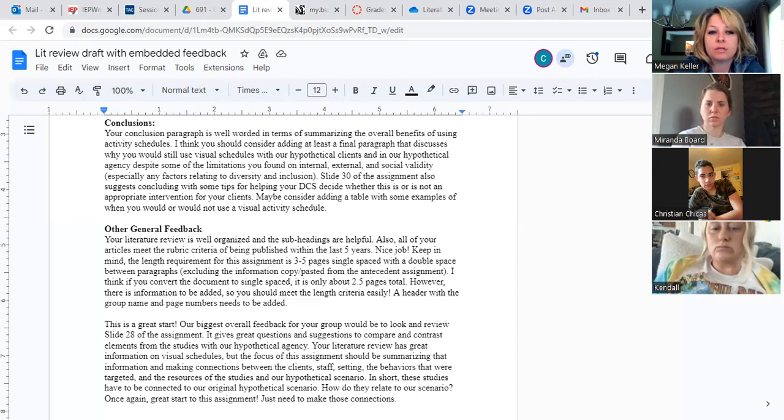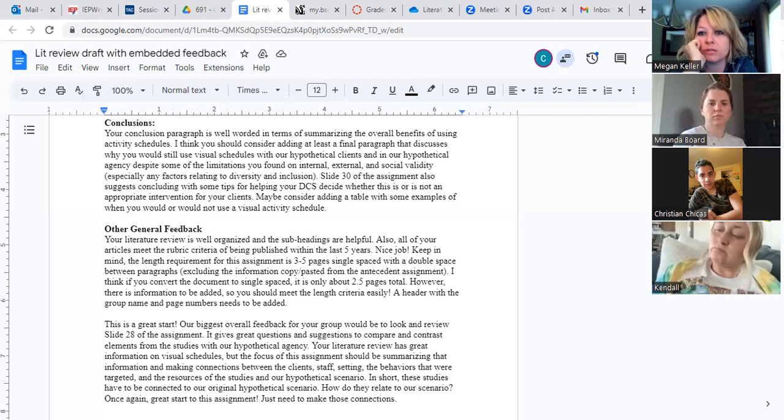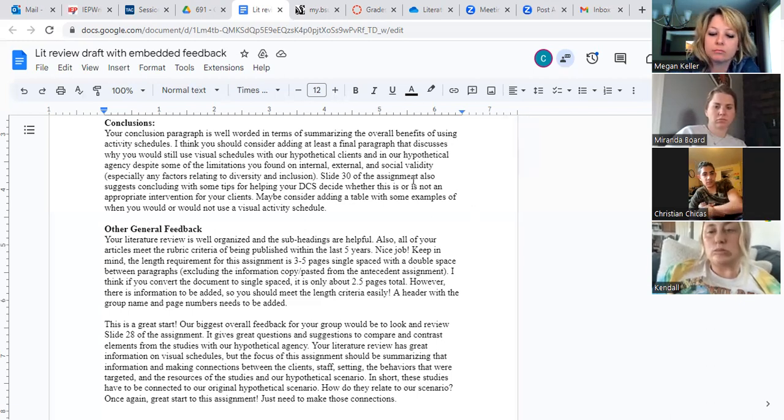Again, slide 30 of the assignment does suggest concluding with some tips for helping our DCS and really considering our paraprofessionals and their experiences and what they might need to help them, because they probably will need a good deal of help. And also maybe consider adding a table with examples of when it would be appropriate to use the visual schedules and when we would want to not use them. But again, just really linking it back to our babies in the Portland classroom.